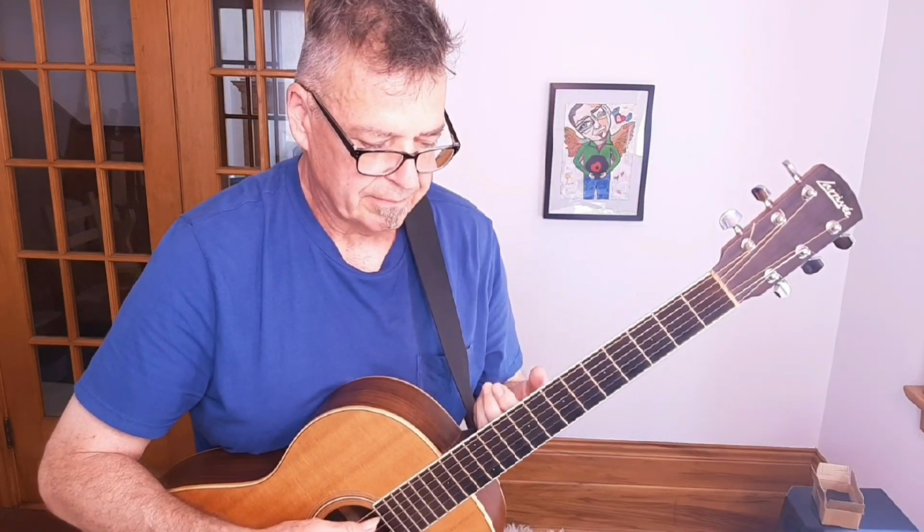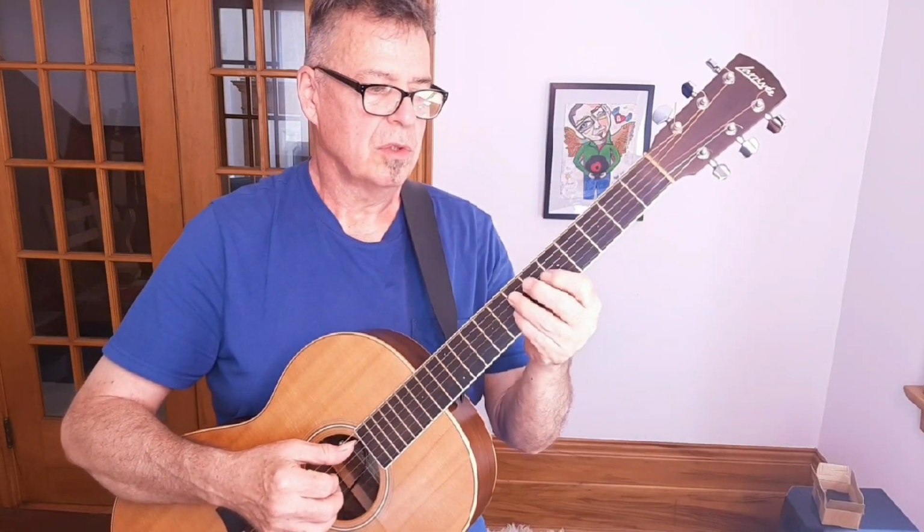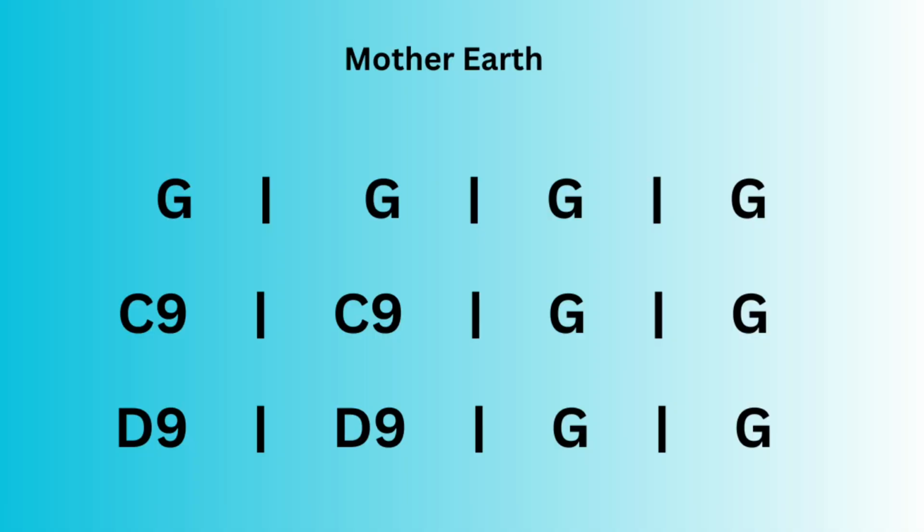The second common variation we run across in the 12-bar blues is the ending or the turnaround at the end of the song. So in Mother Earth, in the last 4 measures, we go to the D or the D9 for 2 measures, and then we go to the G, the 1, for 2 measures.